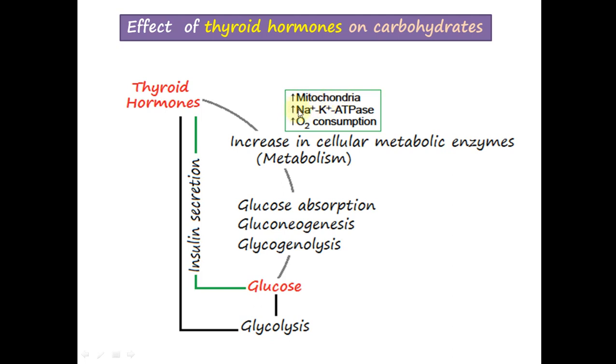It stimulates the sodium potassium ATPase pump through the membranes, and it increases the oxygen consumption of the cells, which is essential for aerobic glycolysis. By increasing the concentration of glucose in the blood, which will stimulate insulin secretion by the pancreas, the result will be an increase in the metabolism, particularly the basal metabolic rate.